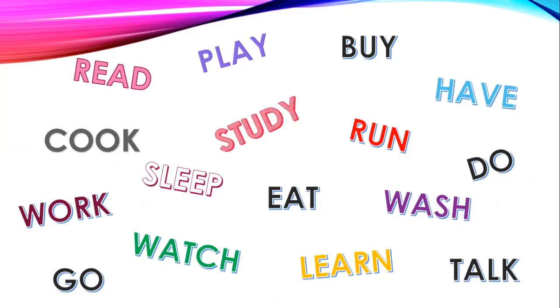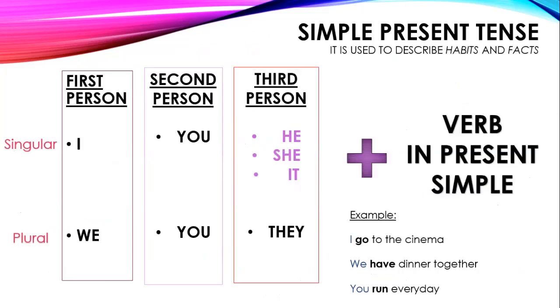Okay, now I want to explain the simple present tense. It is used to describe habits and facts. Don't worry about the facts, we are just describing habits here. So as you can see here, we have first person, second person, and third person. First person in singular I, in plural we. Second person in singular you, and in plural you as well. Third person singular he, she, and it, and in plural they. All of those are persons, okay, are subjects.